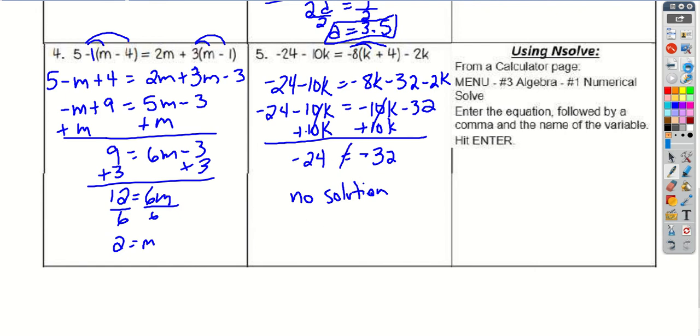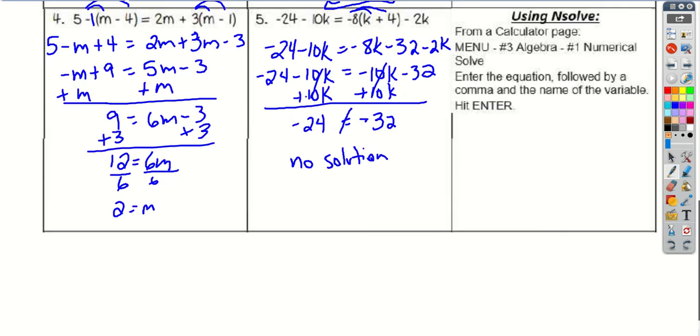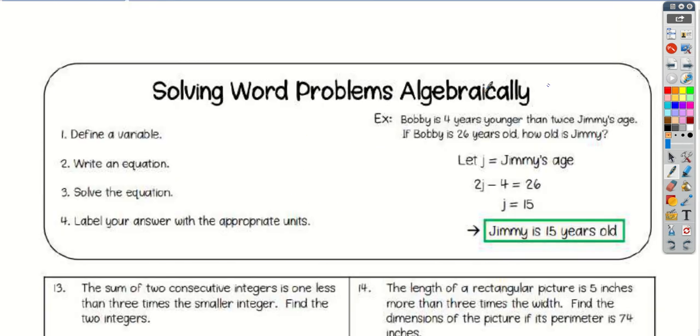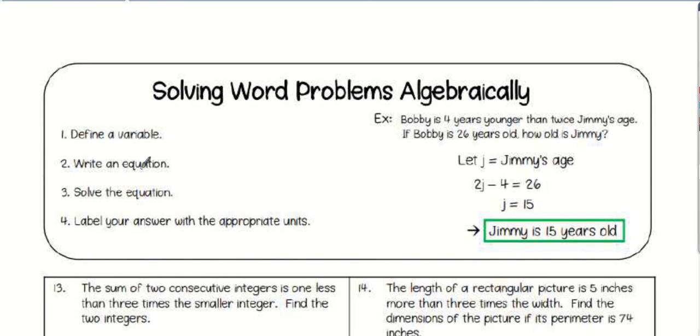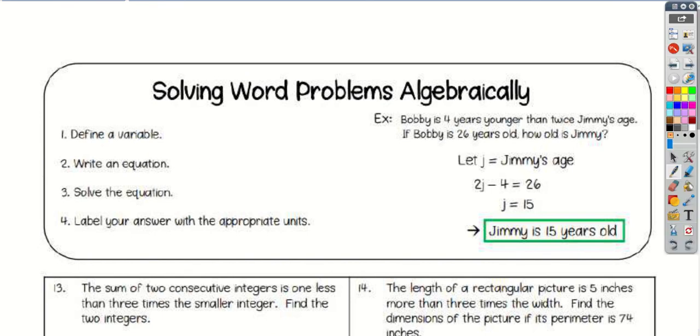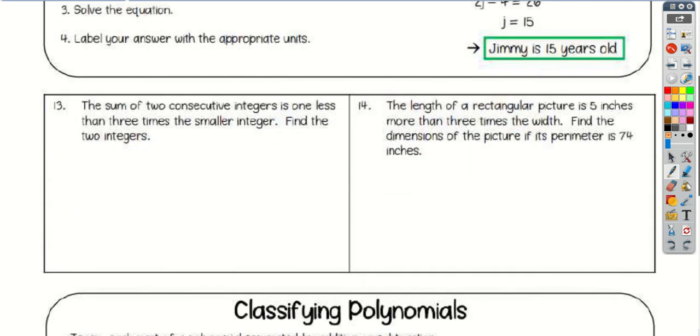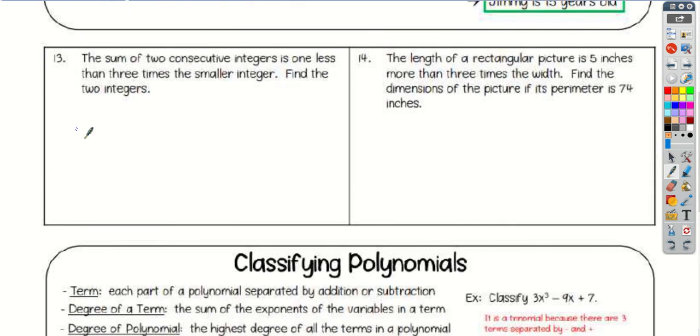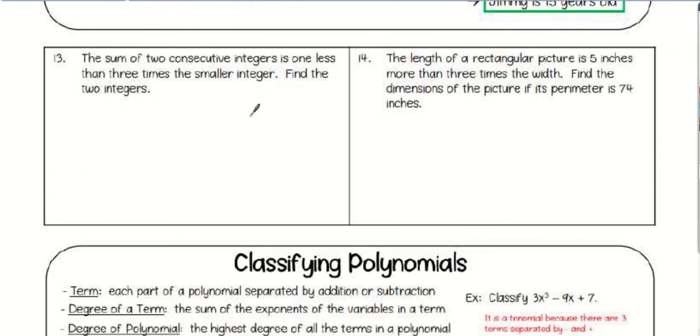All right, moving on to the next page, I believe. Yep. Okay, we're talking about solving word problems algebraically. So remember, for this one, we're going to make a key, create an equation, solve it, and then make sure we label our solution. Plug back into the key to get your answer. So let's try number 13. Go ahead and read it, try it, and we'll come back to it in a second.